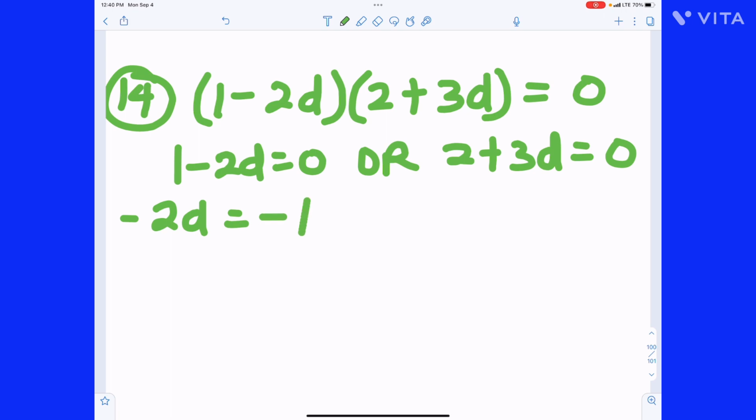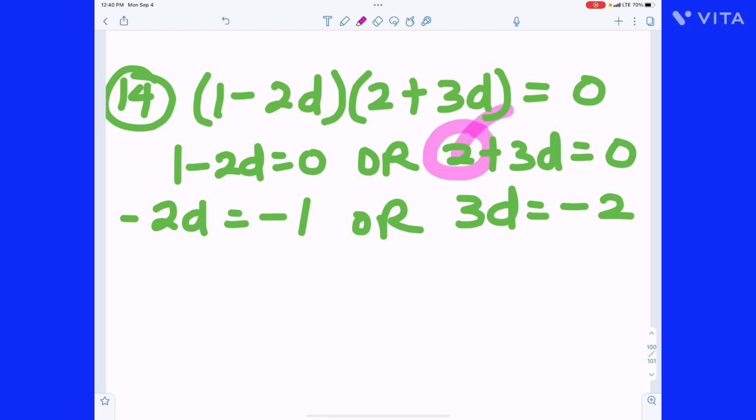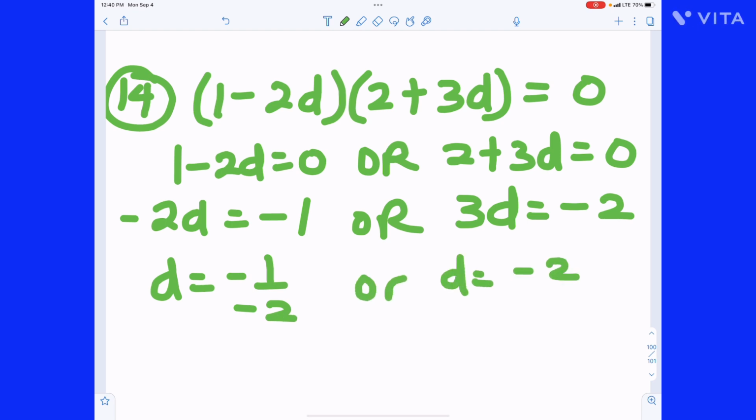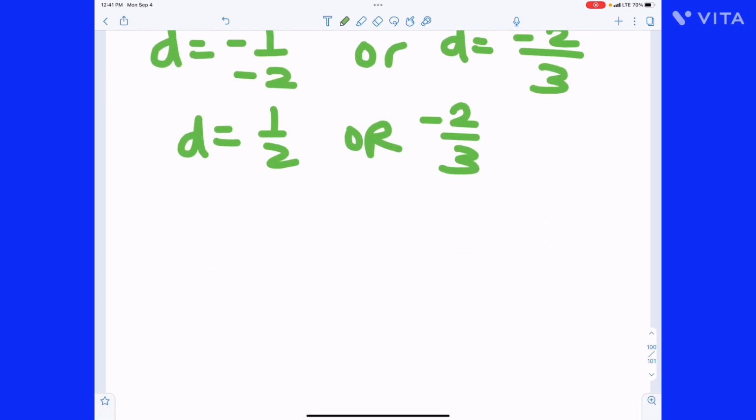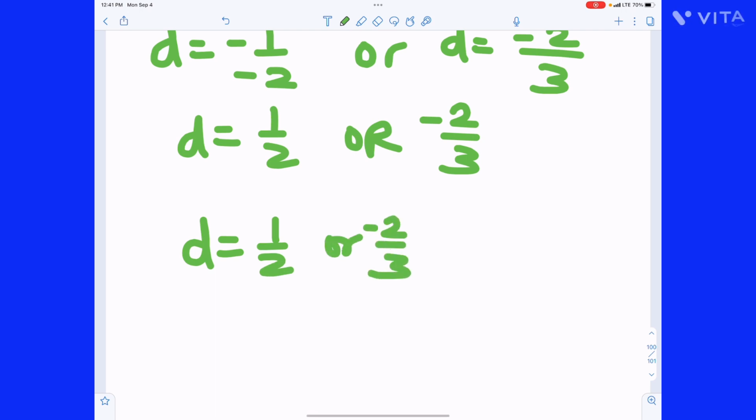You understand that step? I don't want to write everything to make it look too long. This one will be 3d is 0 minus 2. When I take the 2 to the right, it becomes 0 minus 2. So d is minus 1 divided by minus 2, or d is minus 2 over 3. So d is equal to 1 over 2, or minus 2 over 3. I'm supposed to separate it.